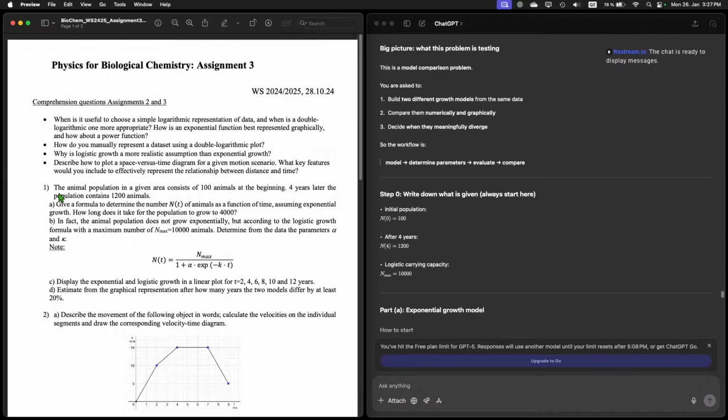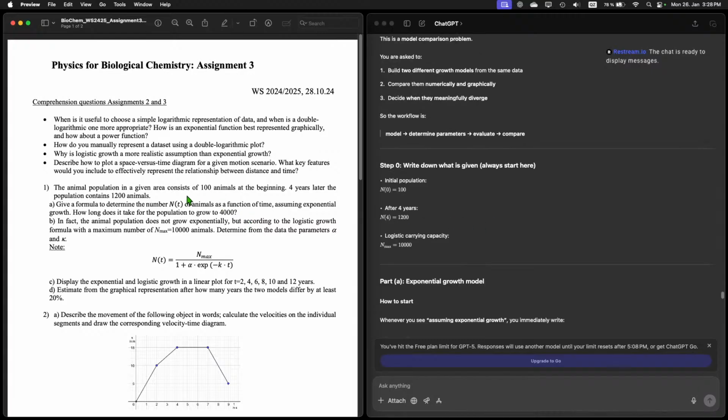Step 0. Given a formula to determine N(t) of animals as a function of time, how long does it take for the population to grow to 4,000? Initial population 100, after 4 years it's 1,200. And how long does it take to get 4,000, right? Yep.